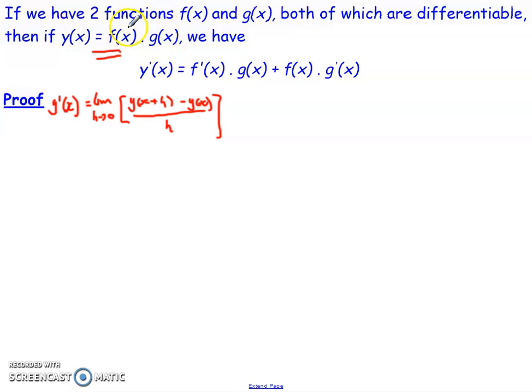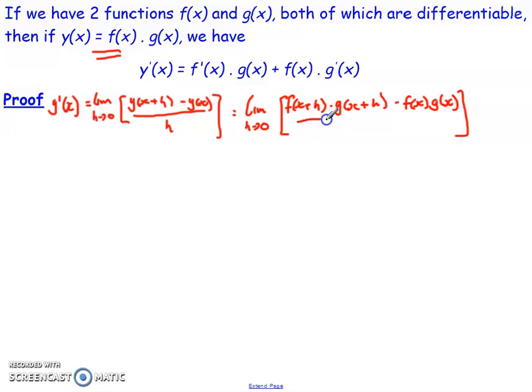So if we've got it written in this format where y is equal to f of x g of x, we can rewrite this as the limit as h tends towards 0 of f of x plus h times g of x plus h, take away f of x, g of x, and then that's all over h again. Now we have to rearrange this in the format that proves what we want here.